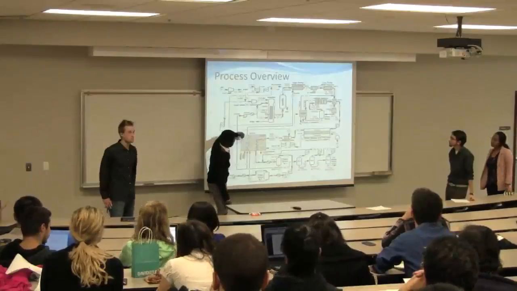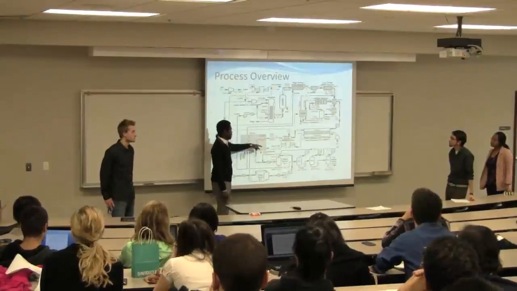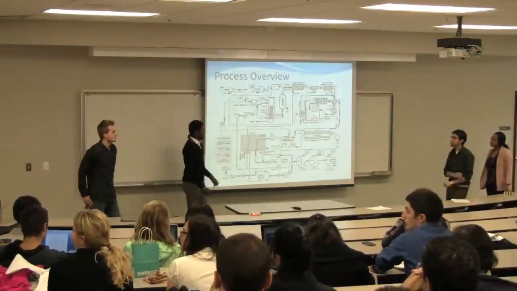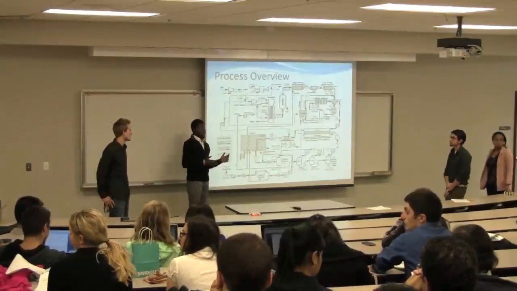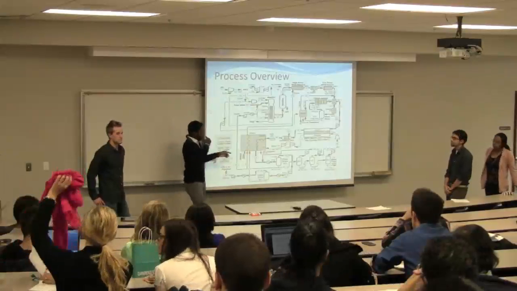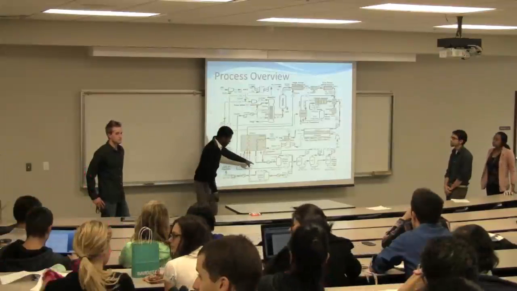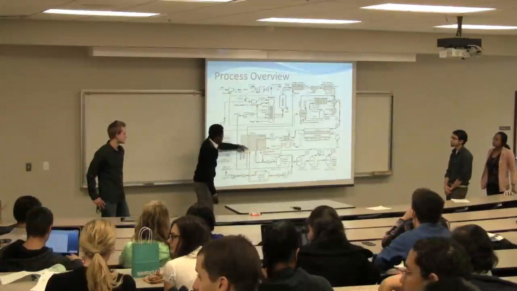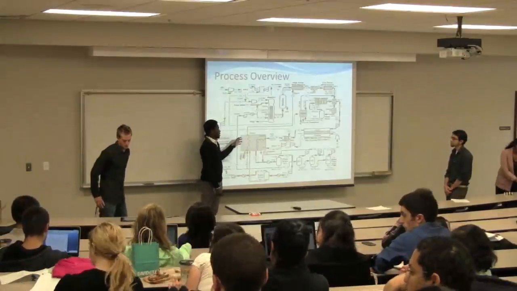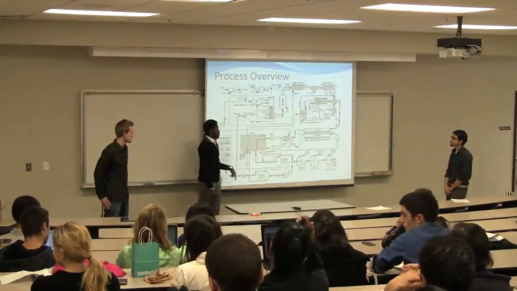Then we come over here to this spot, the HRSG, which is the heat recovery steam generation section. So basically, steam is generated from water used up in the plant, and water generated from everywhere, as you can see, goes back into the HRSG. So steam is generated and sent back into the plant.